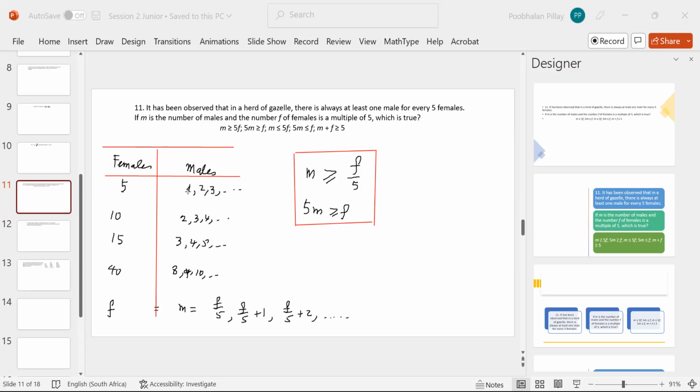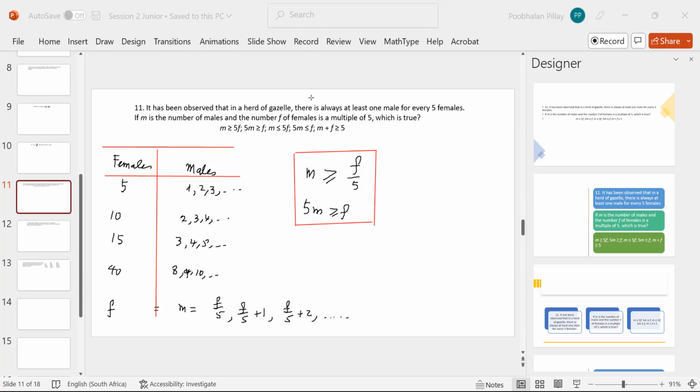So you could have one male, or 2 males, or 3 males, because there's at least one male. If I've got 5 females, the number of males is either 1, 2, 3, etc. If I've got 10 females, then there will be at least 2 males, because for every 5 females there is at least one male. So you have 2, 3, 4, and so on. The same with 15. There are at least 3 males. For 40, there are at least 8 males.